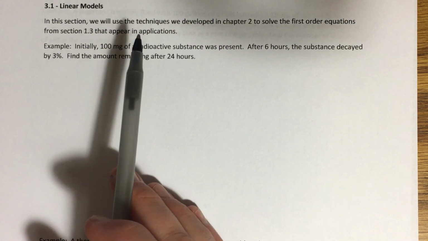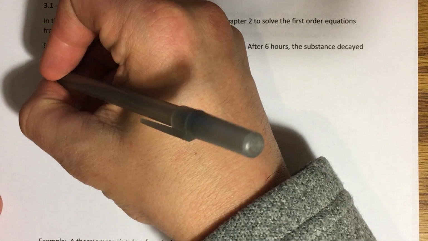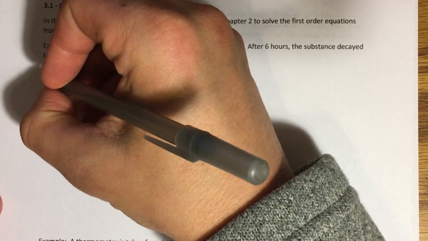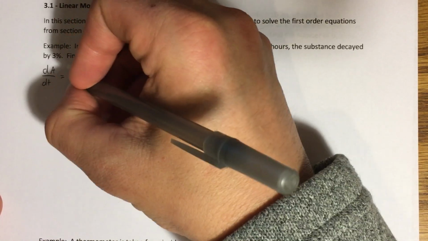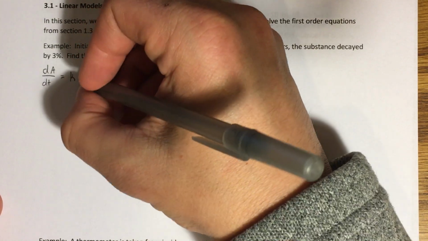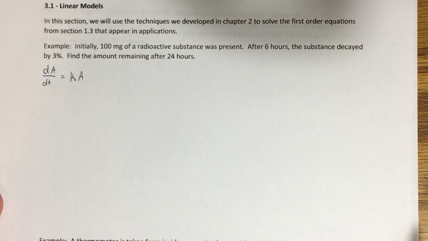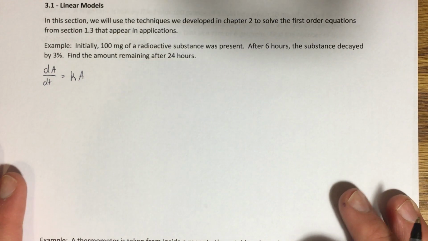Okay, so our radioactive decay model looked like this: dA/dt equals some unknown constant k times A. Okay, k is going to end up being a negative number, although you're going to see that in my approach to this problem, we actually don't even need to find k explicitly.